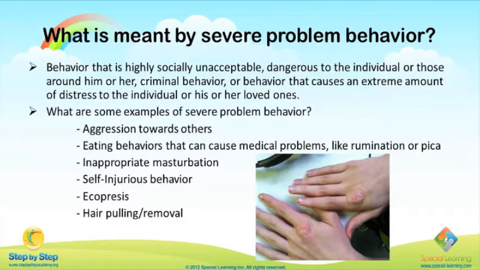Could be aggression towards others. One that's not listed here is severe property destruction. There are several eating behaviors that can cause medical problems, and two that we'll talk about are rumination and pica. Also encopresis and hair pulling or removal. Another one is self-injurious behavior. We have a picture here of the hands of one of our consumers who bites his hands frequently and has permanent tissue damage to his hands as a result of that self-injury.